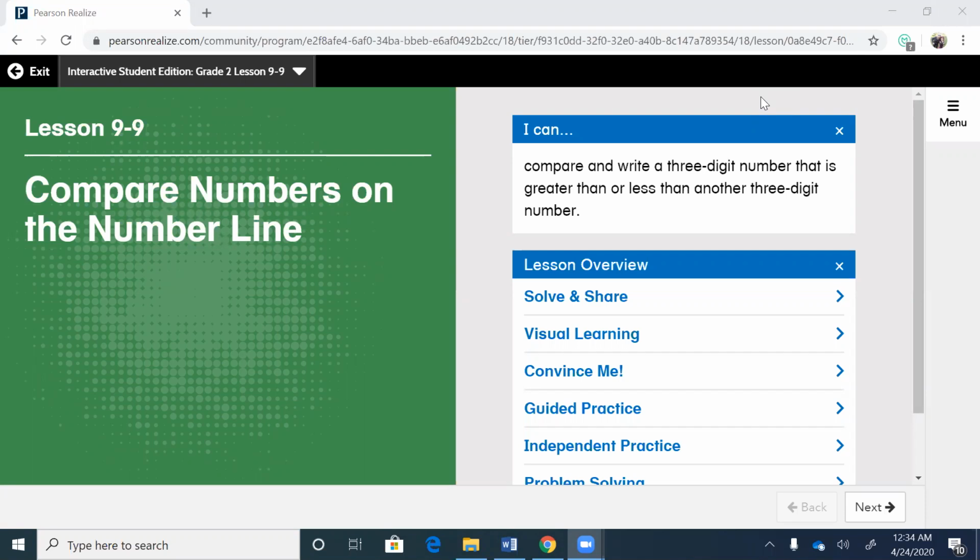Everything I'm doing on Pearson, you can do at home online. It only works from a computer or an iPad. So if you want to have access to Pearson, just contact me. I don't want to get people overwhelmed, so if just doing the math problems on the portfolio is working for you, that's fine.